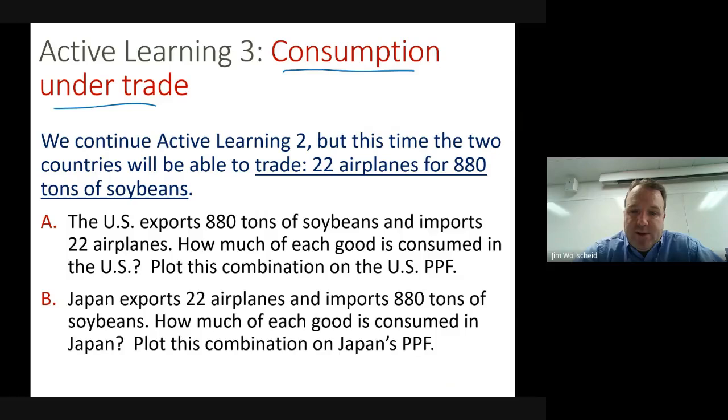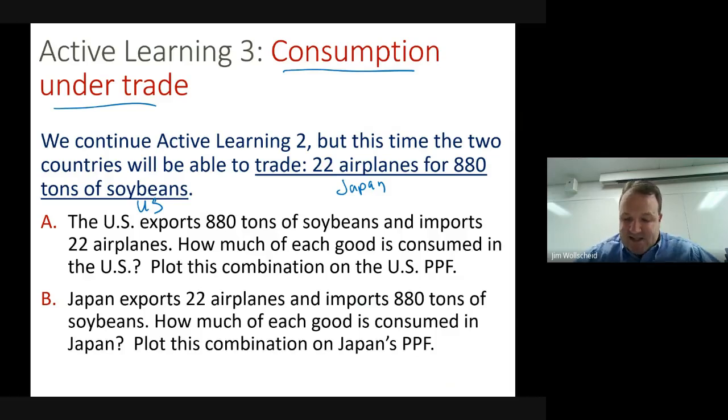So the example I'm going to use is we're going to trade. And here's the trade we're going to make. Japan is going to produce 22 airplanes that they're going to send to the United States. And the United States is going to send, in exchange for these airplanes, 880 tons of soybeans to Japan. Does this make the countries better off?